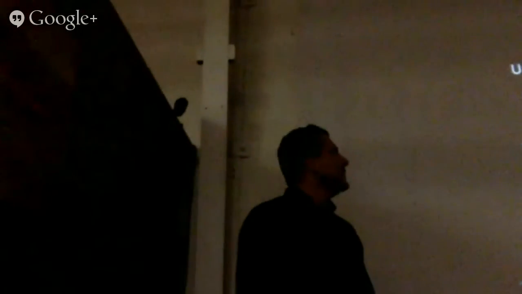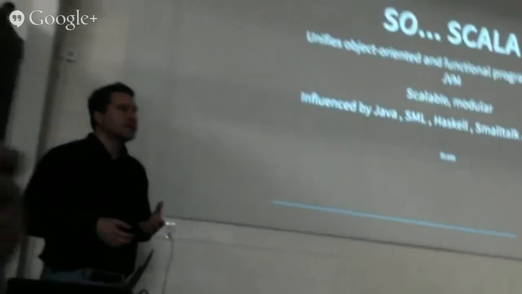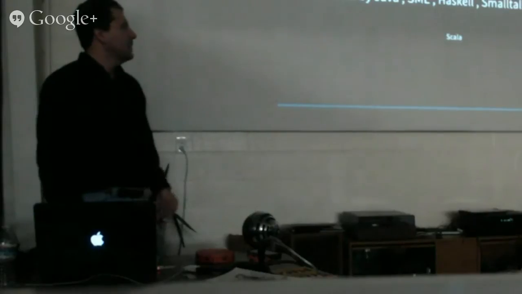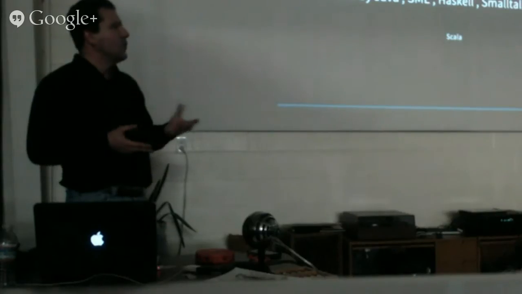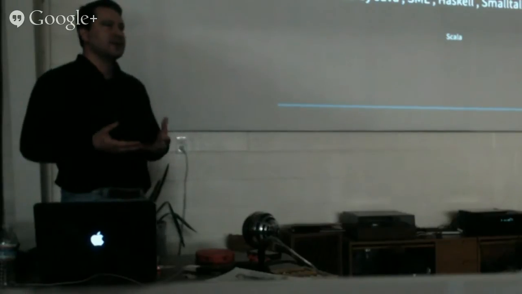So Scala is another one of these languages on the JVM, and its main point is that it unifies object-oriented programming and functional programming, and you've actually seen both of those in different languages, even in Groovy and Ruby and Python. Its goal, claimed by the author, is to be a scalable language and a modular language.